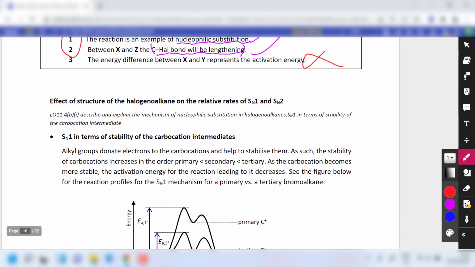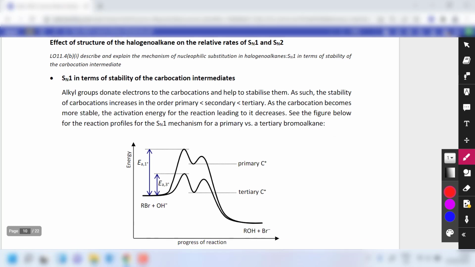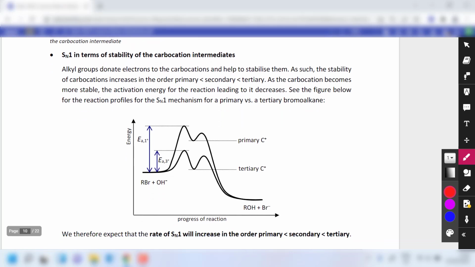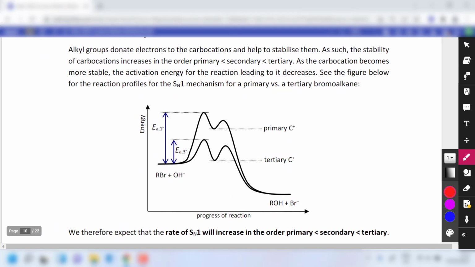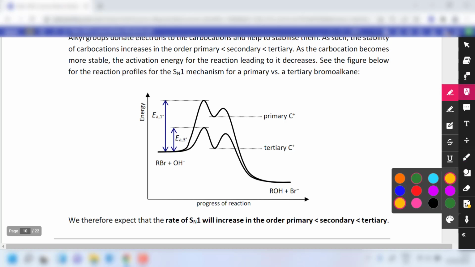Yep, and then the next section we have the effects of substructure of the halogenoalkanes on the relative rates of SN1 and SN2. Okay, so over here, for SN1, we need to explain in terms of the stability of the carbocationic intermediates. Okay, so over here, we get a relatively challenging looking or complicated energy profile diagram, but maybe I will just highlight in different colors so that it's easier for discussion.